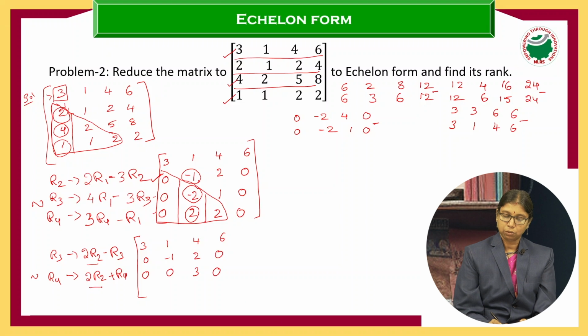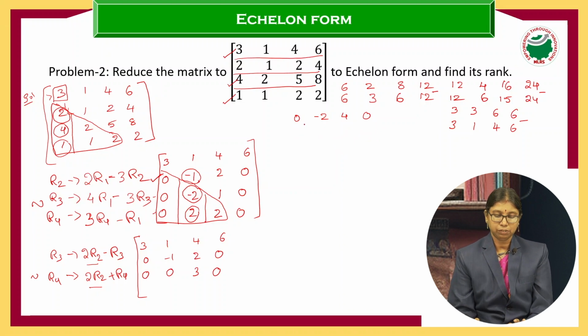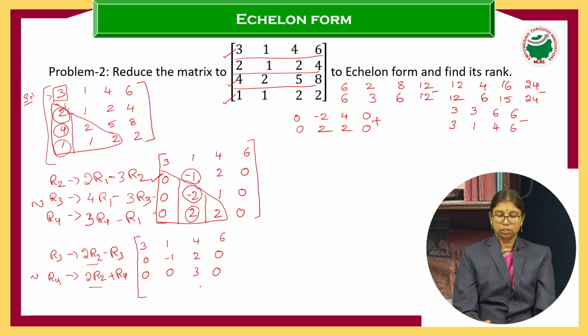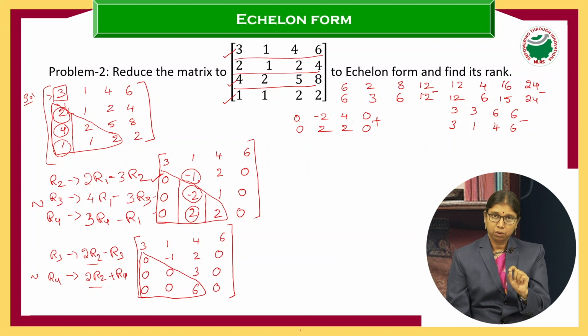Next, 2R2. Multiply the second row with 2 again. So you will get 0, minus 2, 4, 0. And your R4 is 0, 2, 2, 0. By adding both the rows, you will get 0. Minus 2 plus 2 is again 0. 4 plus 2 is 6. 0 plus 0 is 0.